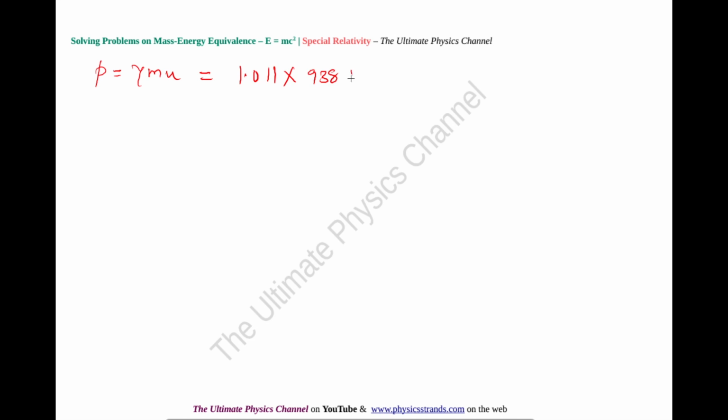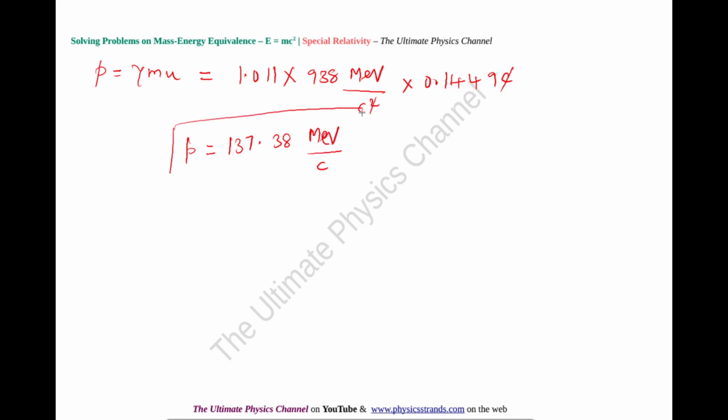that is in MeV over c squared units 938, times the speed that we have calculated in the previous step, that is 0.1449c. Here the c and the c squared will cancel. The remaining units, momentum units, we are going to get in MeV over c units directly. So if we solve this, we get 137.38 MeV over c.